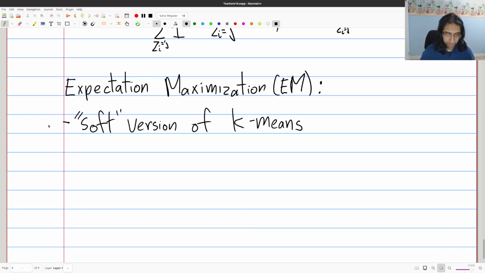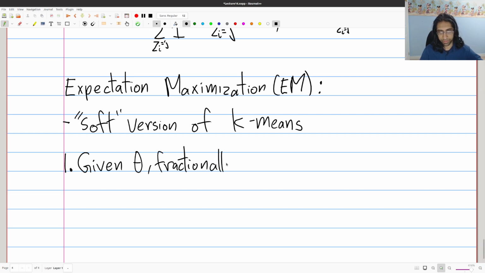Okay, so broadly speaking, there are two steps in the EM algorithm. I'm just going to call it EM. The two steps can be written like this, which maybe will seem familiar. So given theta, we're going to assign the points to different clusters. Hopefully this sounds a little bit familiar.